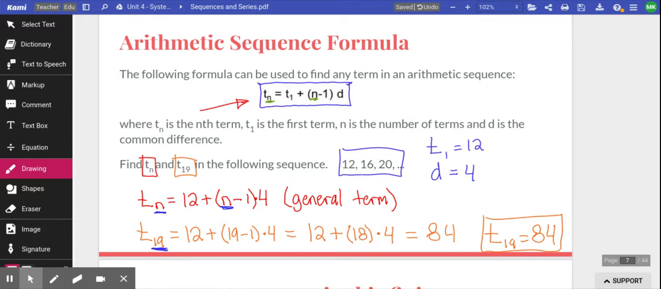These formulas are going to become important when I start getting to questions like, what's T of 200? Right? You won't have time to write out all 200 things to try to figure out what it is. Instead, we just use this formula to be able to find terms.